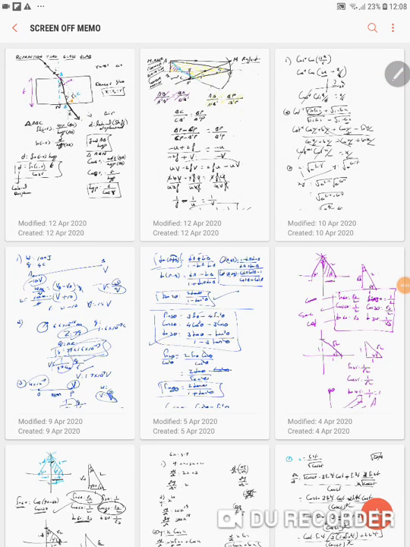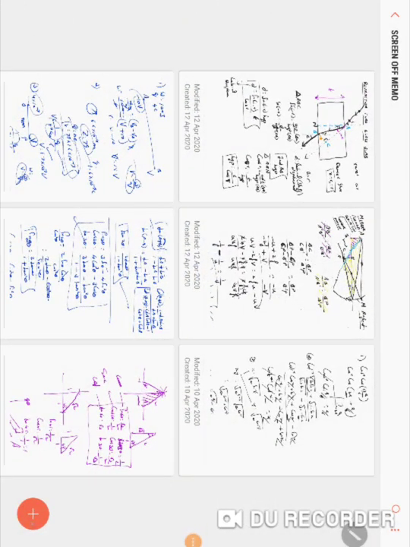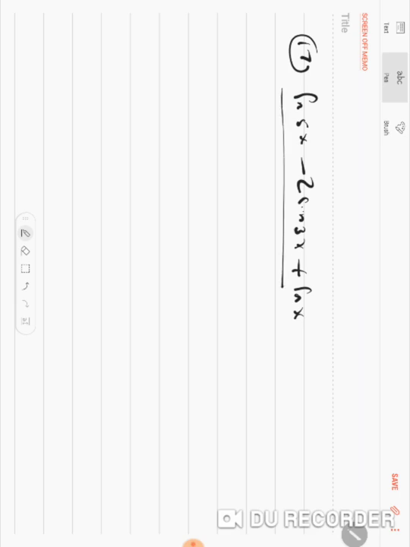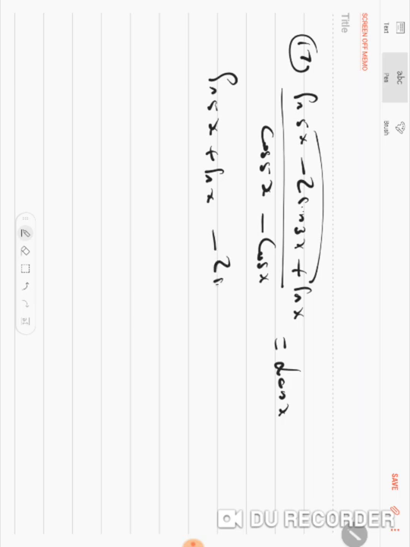Okay, so let's continue with the sums. Let's go in reverse from the examples. Example 17 is sin 5x minus 2 sin 3x plus sin x by cos 5x minus cos x is equal to tan x. As usual, consolidate this: sin 5x plus sin x, minus 2 sin 3x. Why? Because 5x plus x is 6x by 2, which will give you 3x.